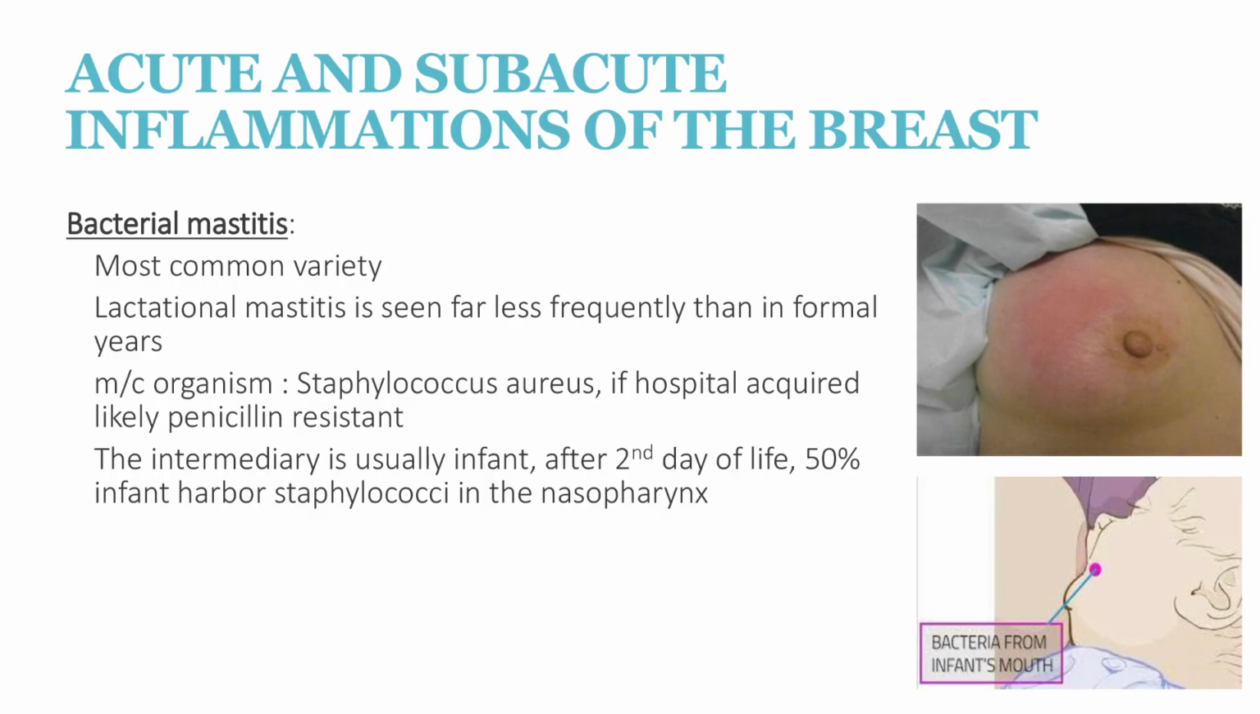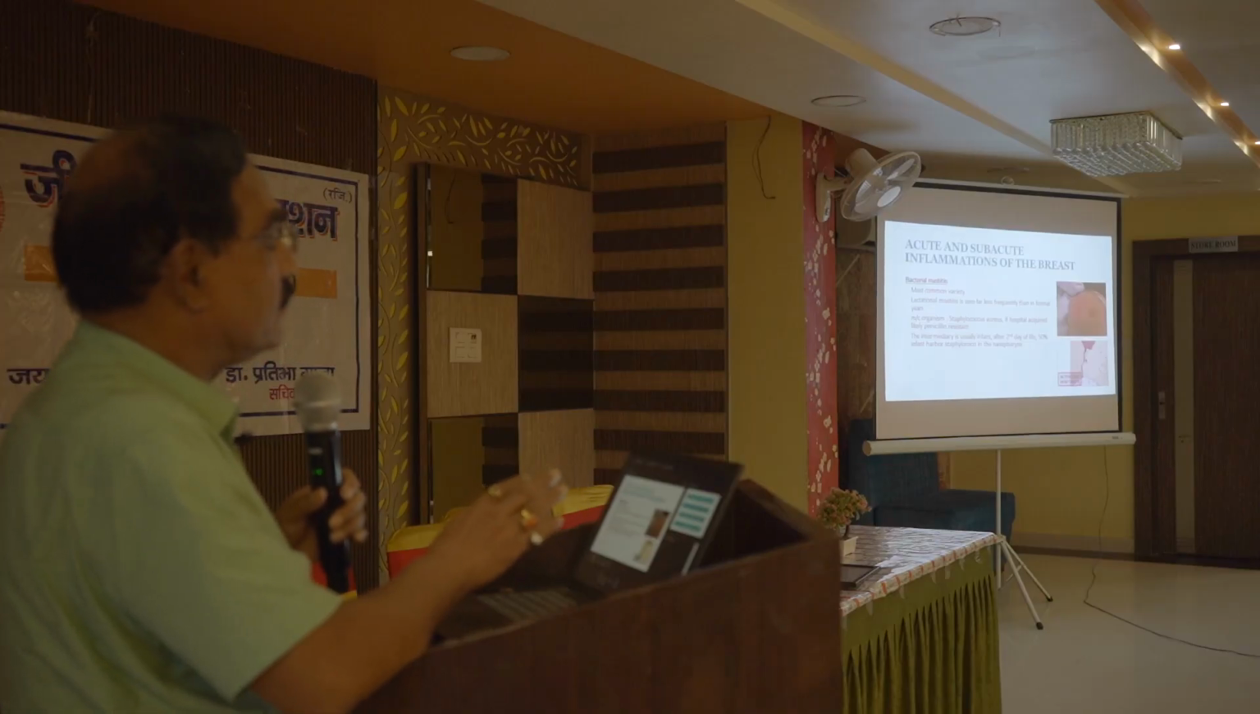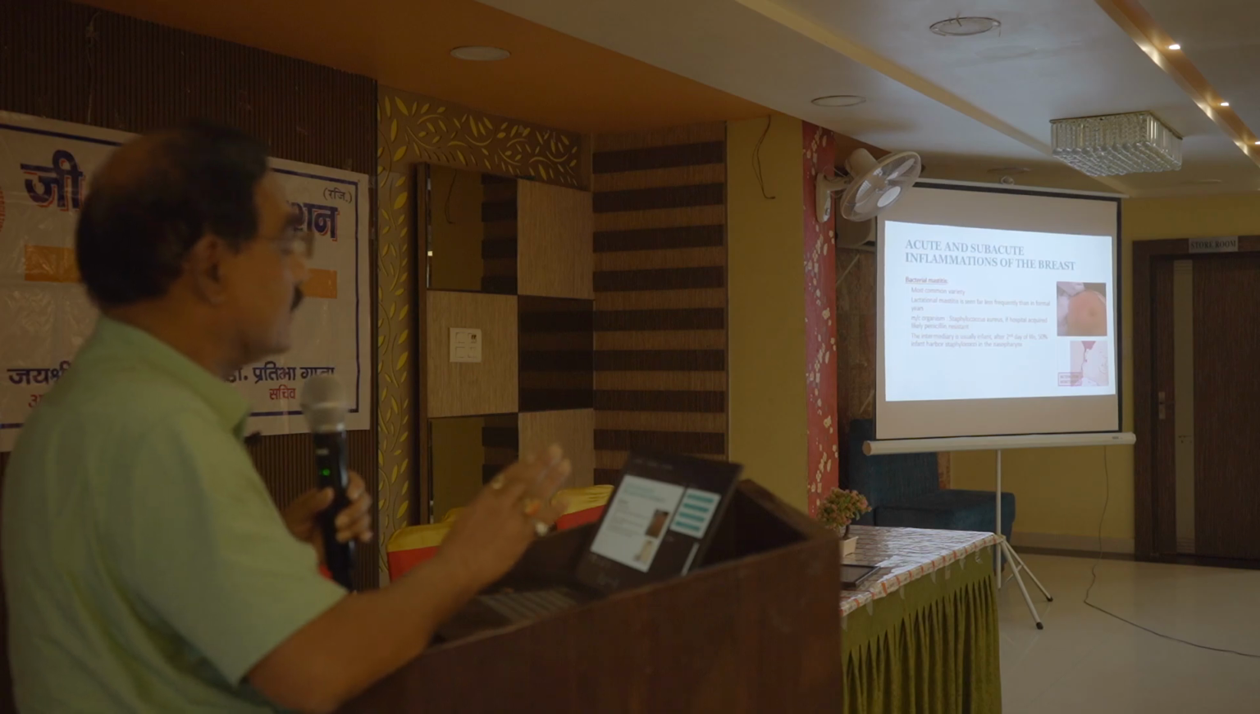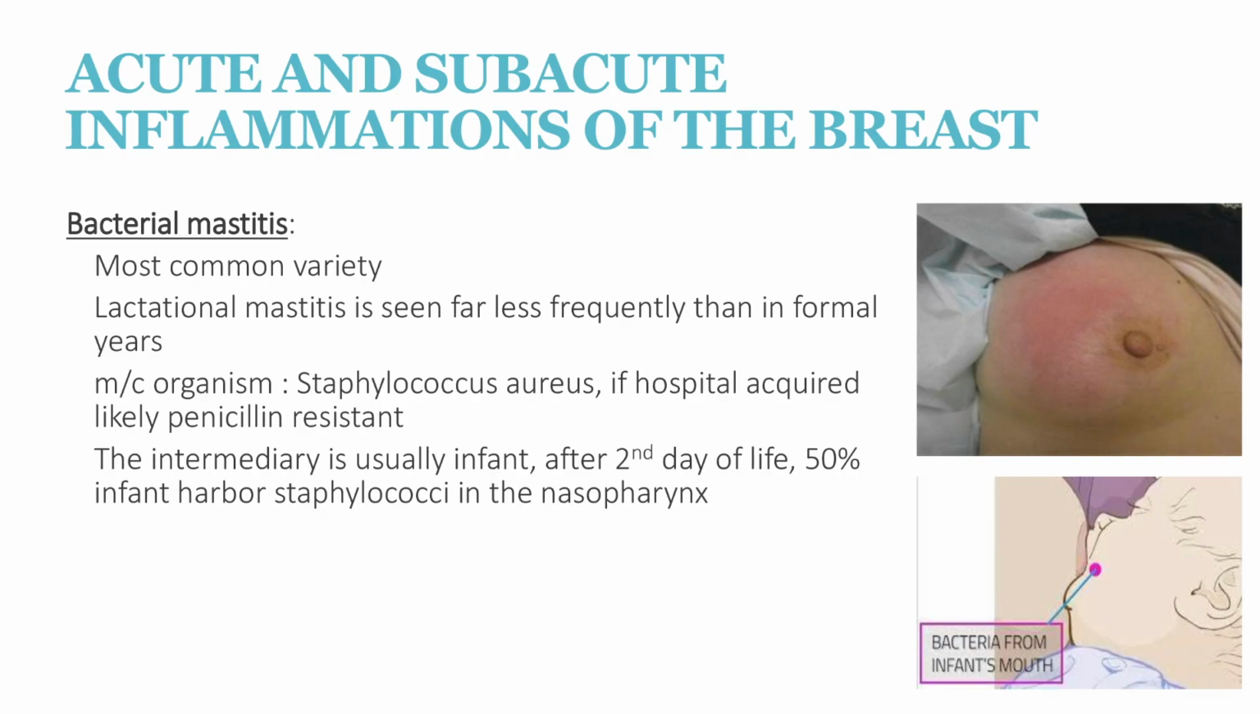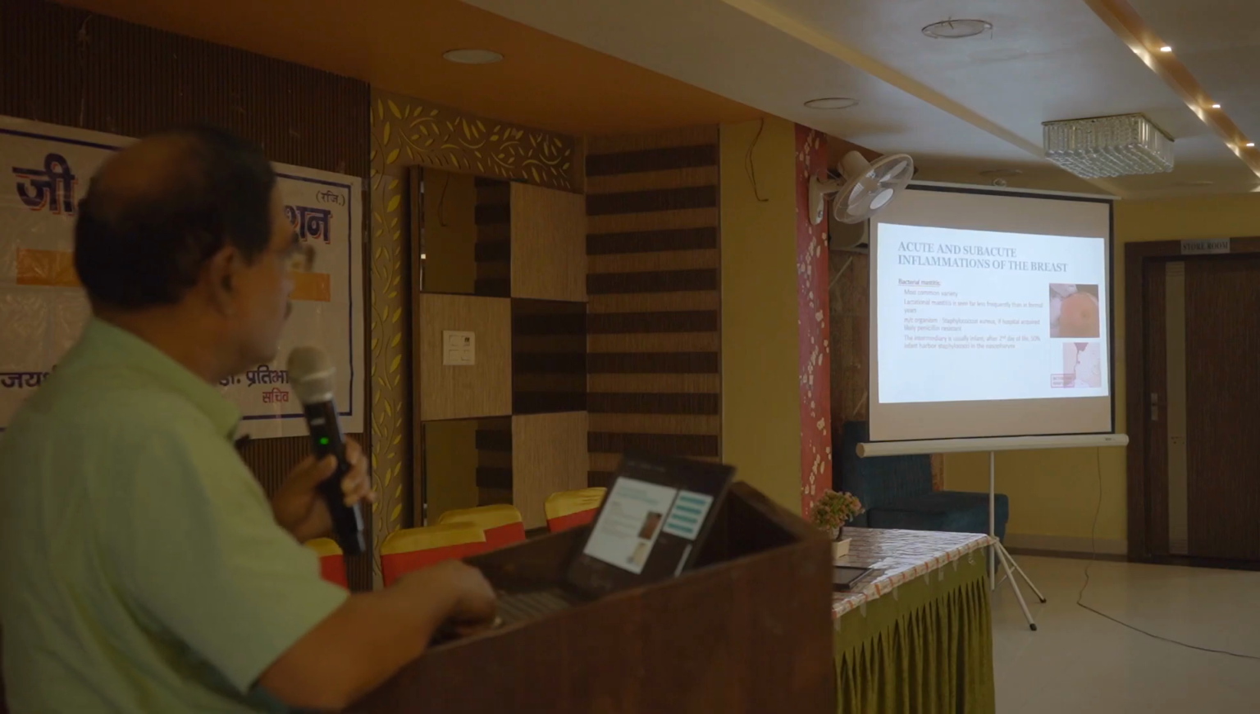Acute and subacute inflammation of the breast. Bacterial mastitis is the most common variety; among the benign diseases of the breast, the most common is bacterial mastitis. Lactational mastitis is seen far less these days, because we have very good antibiotics and it subsides with antibiotics. In mostly acute and subacute mastitis, the organism is Staphylococcus aureus. In the newborn, 50% of babies have staphylococci in the nasopharynx, so when they feed from the mother, they transmit the organism like this.